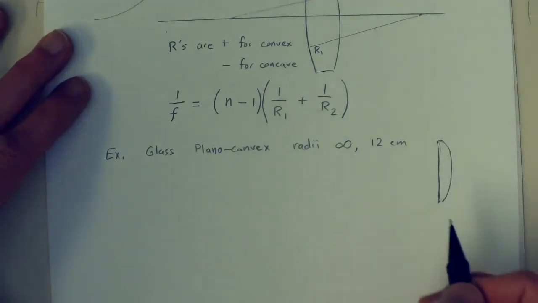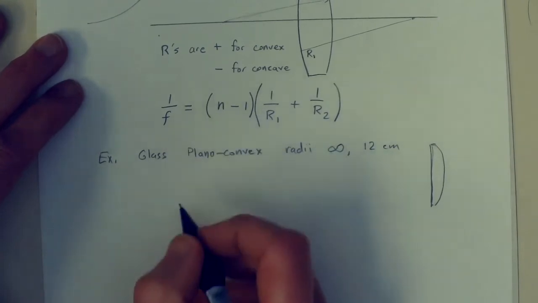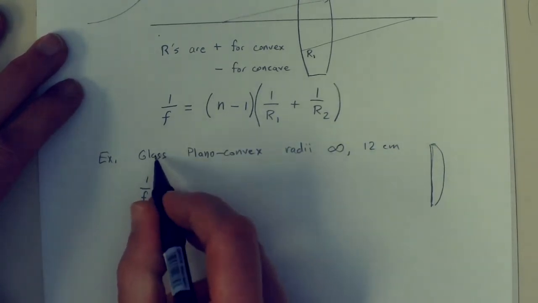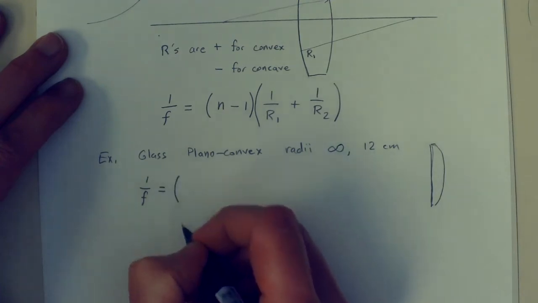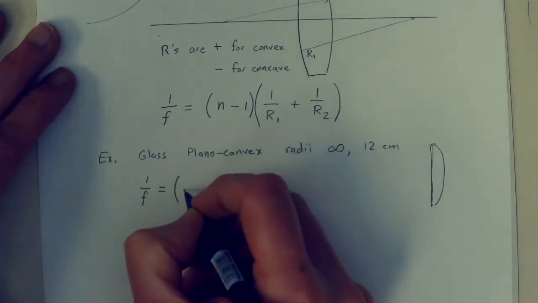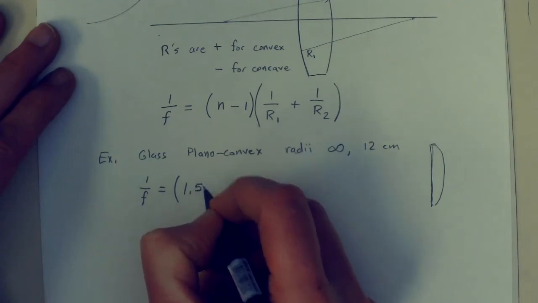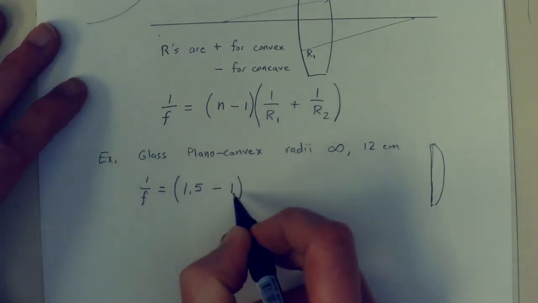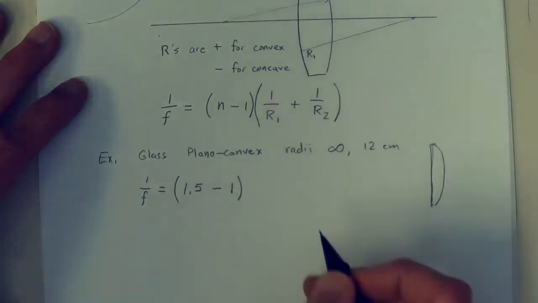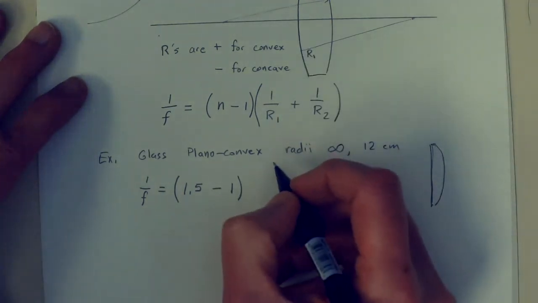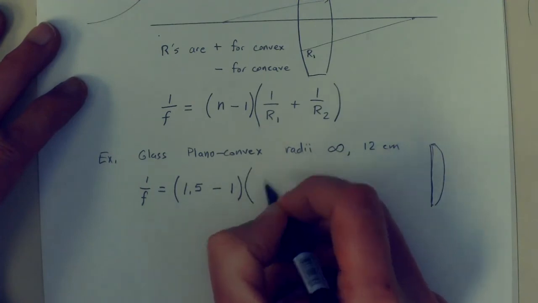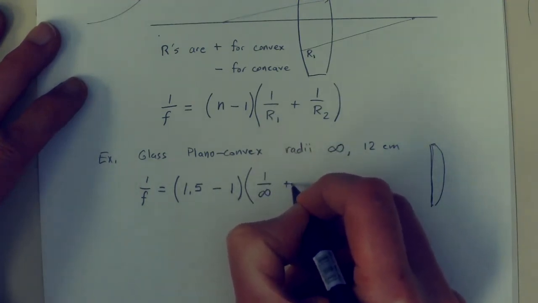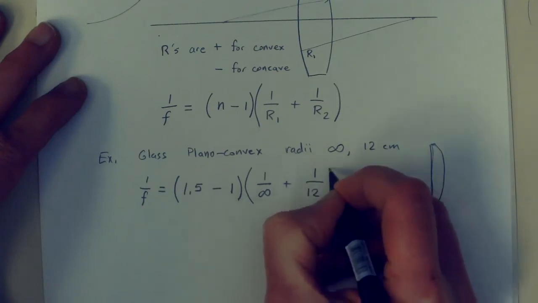What's the focal length of that? Can we figure it out from this information? Well, we can using this formula. So 1/f equals, if it's glass, we should be told what the index of refraction is. If we're not, we'll just use 1.5 for the index of the glass, minus 1, this is really the index of the air that the lens is sitting in. But we'll just call that 1. And then R1 is infinity, and then R2 is 12 centimeters.